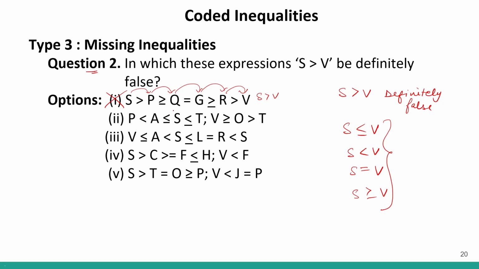Moving from S, I can move up to here. Correct? From bigger door to smaller door. Now, when I reach this position, S, then A, then P. Correct? I cannot proceed after P. And I cannot see any relationship between P and V. So I can conclude that in this particular statement, this will be definitely false. So my answer will be option number 2. But let us check, okay?